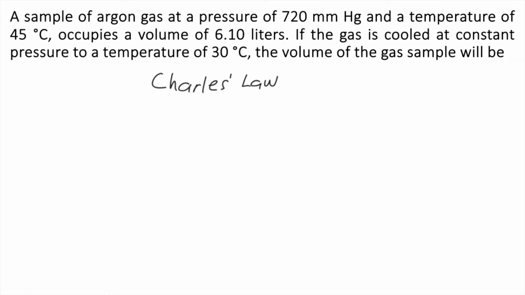So if you can recall the formula for Charles' law, that's V1 over T1 equal to V2 over T2. So of course, V1 is your initial volume, V2 is the final volume, T1 is the initial temperature in Kelvin, and T2 is the final temperature in Kelvin. Now let's substitute the numbers into the equation.